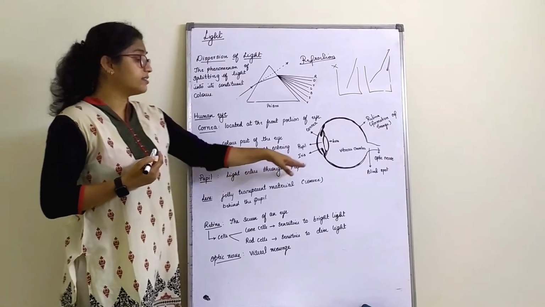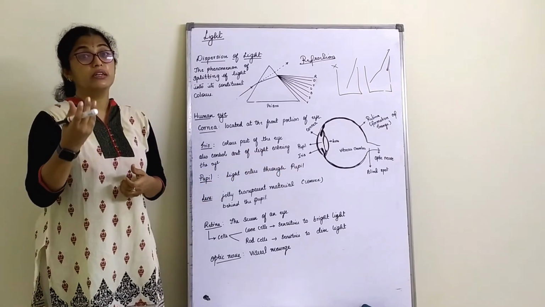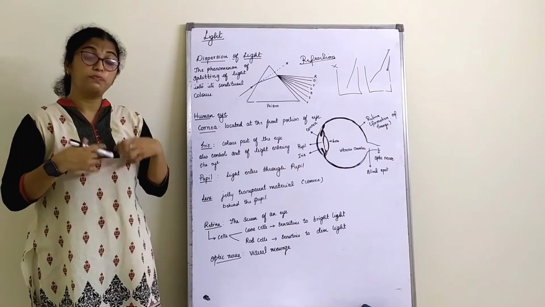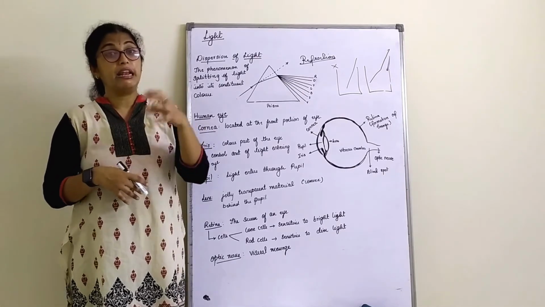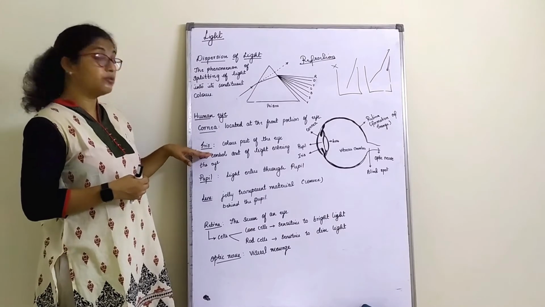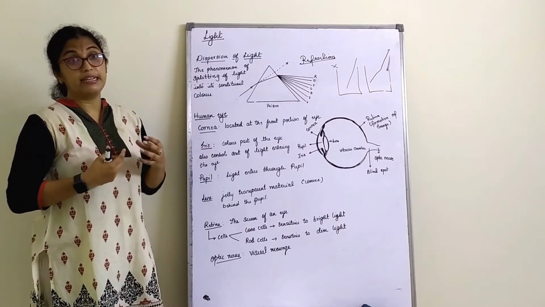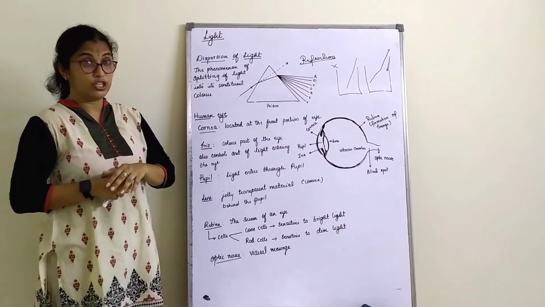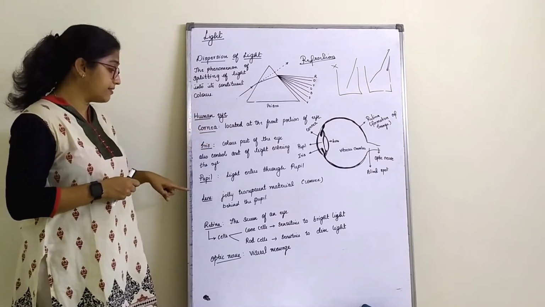Pupil. Light enters our eyes through the pupil, but the amount of light entering our eye is controlled by the iris. The constriction and dilation is controlled by the iris here.